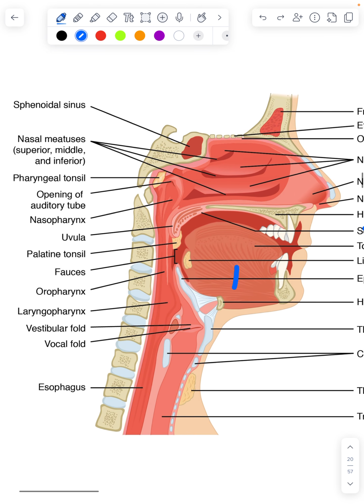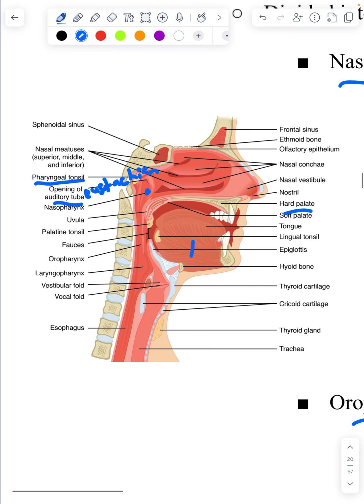And there's a couple important things in here. At the top, you get this thing called the pharyngeal tonsil. And then there's a tiny opening in here called an opening of the auditory or eustachian tube. So that's nasopharynx up here. Down here is going to be oropharynx. Lower, you're going to get laryngopharynx.